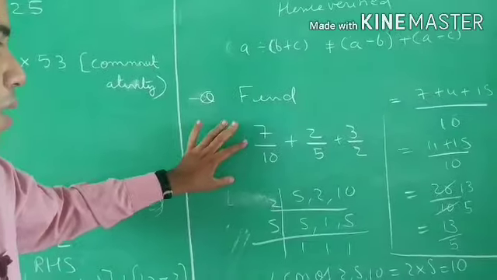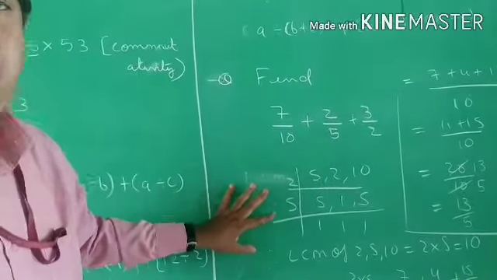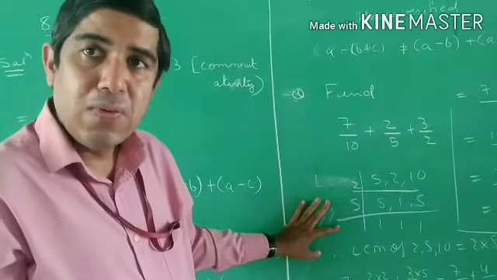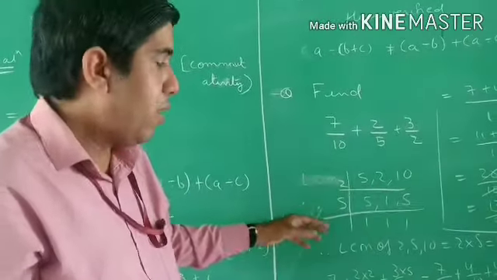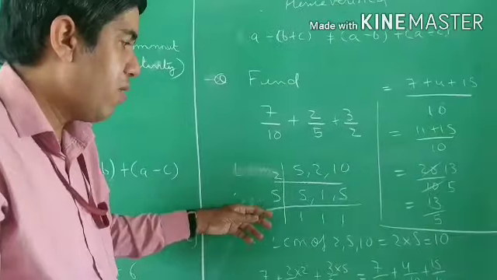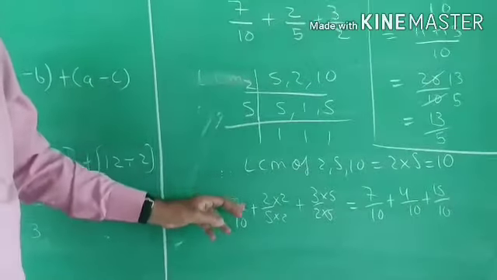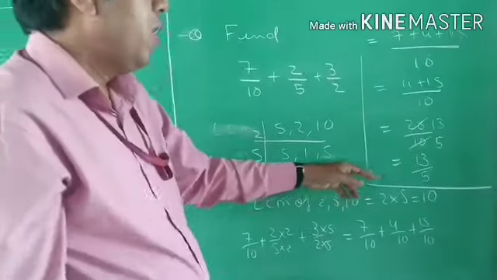Students make mistakes here: 7 by 10 plus 2 by 5 plus 3 by 2. Here you should know how to take the LCM. Mostly students of class 8th, 9th and 10th, even higher classes, also make mistakes while calculating fast. They make mistakes and write something else as the LCM. So here I have taken just the basic calculation of LCM and how to add the fractions. You can see I have done here, and afterwards you have to simplify.